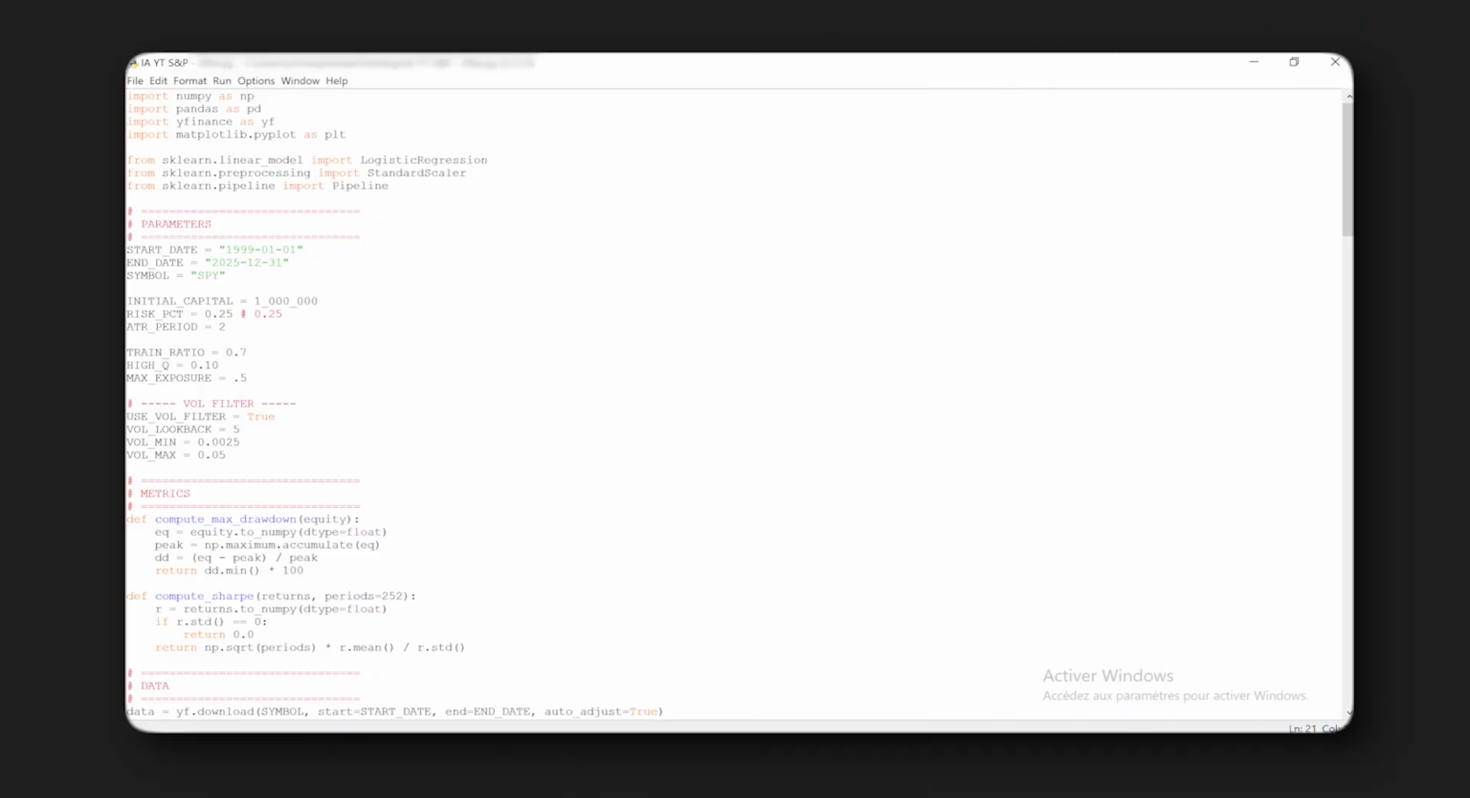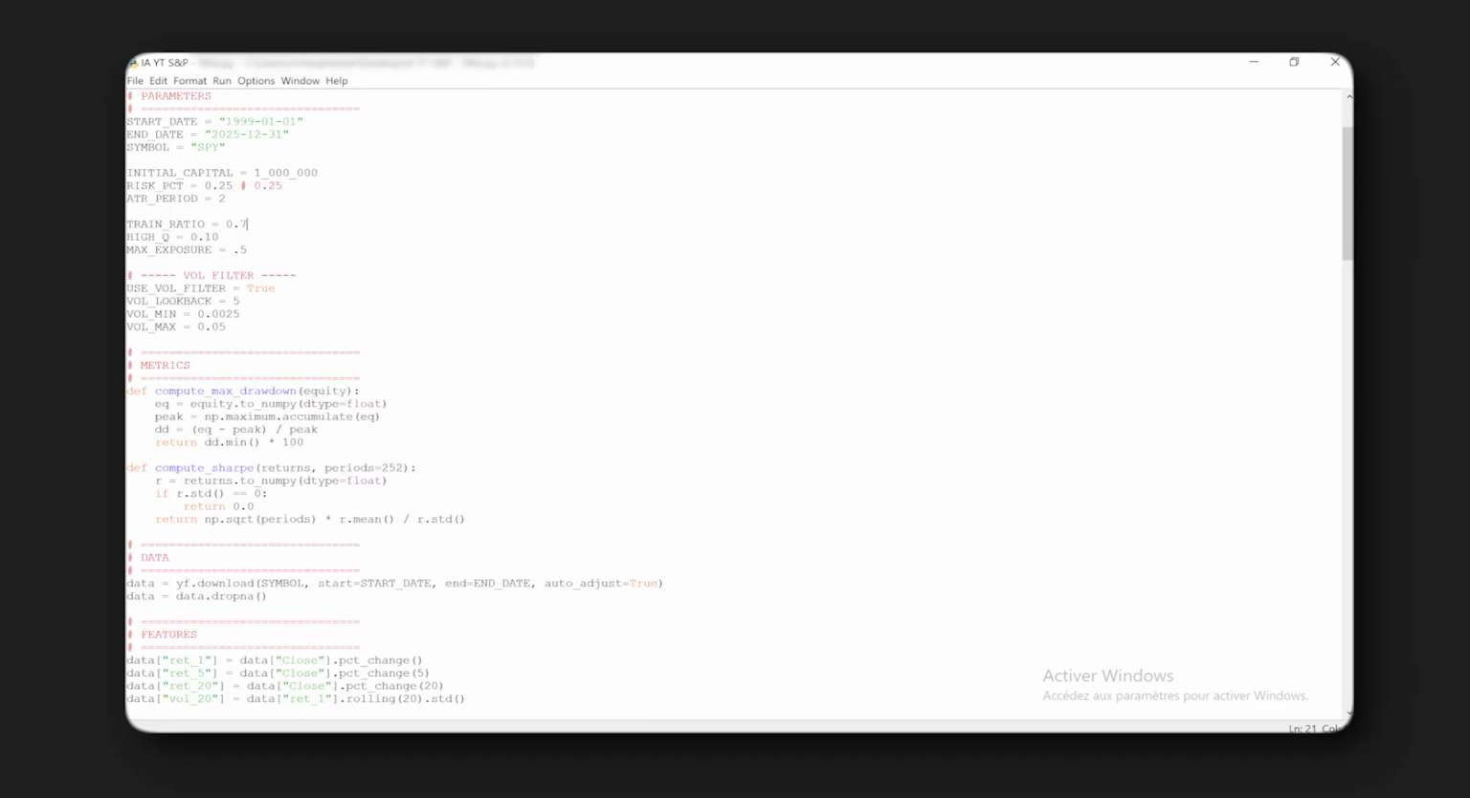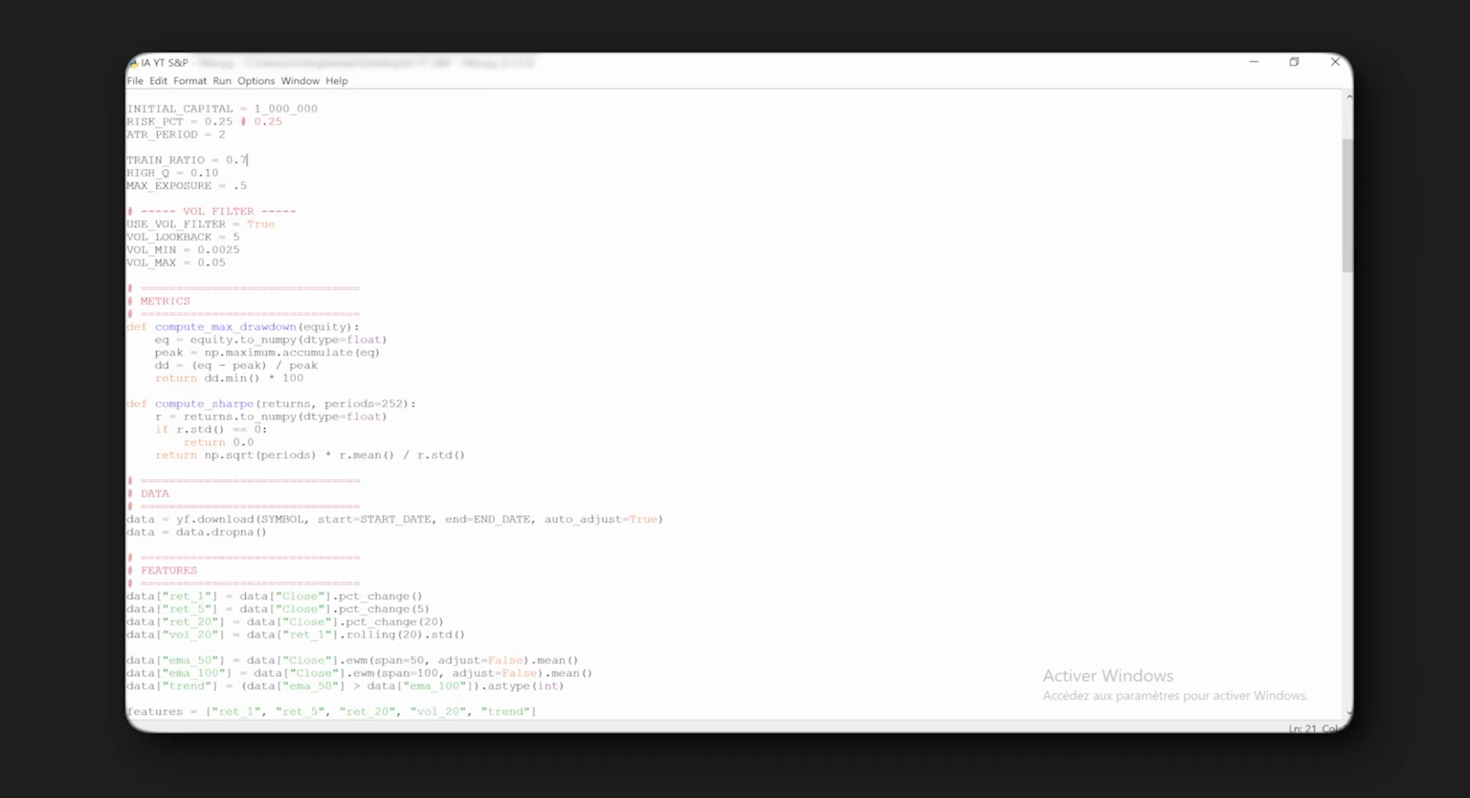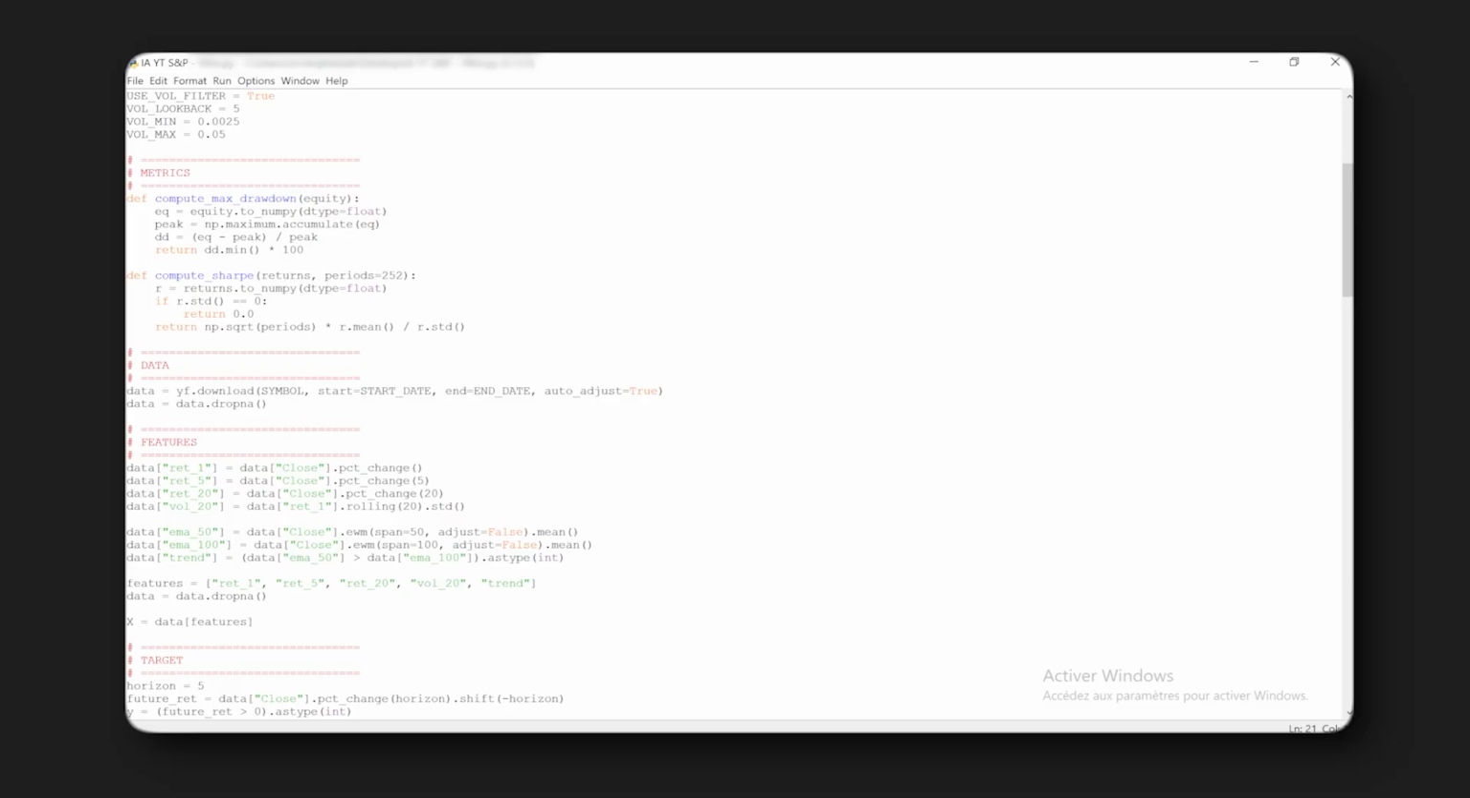What this code is trying to solve. The goal of this code is not to predict prices. It's not trying to guess where the market will be tomorrow. Instead, its purpose is to decide how much capital should be exposed to the market based on probabilities and risk conditions. You can think of this system as a smart risk manager, not a crystal ball.